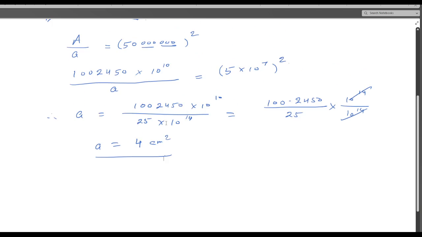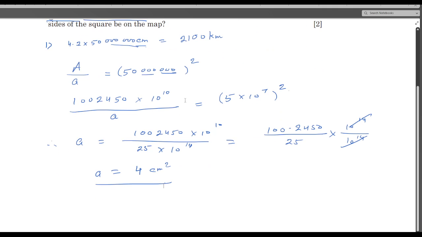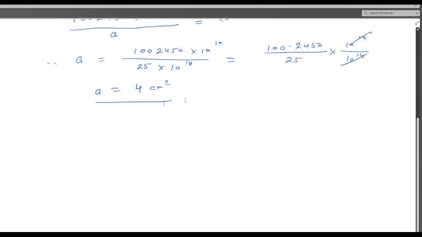Okay, so when the area of Egypt is roughly 1002450 square kilometers, then on the map, how long would be the side of a square? So this is area, therefore the length of side on the map will be equal to 2 centimeters.